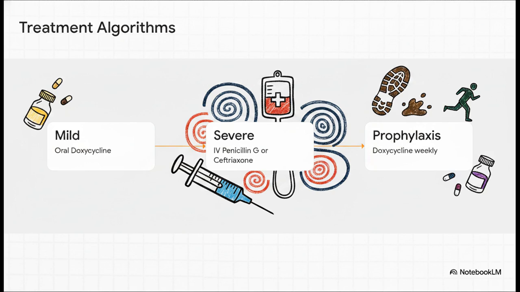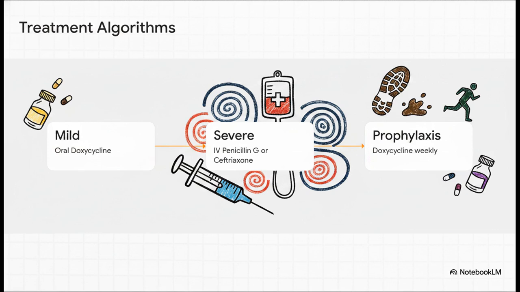Step 1. For mild disease, your absolute go-to is oral doxycycline, 100 milligrams twice a day for 7 days. Step 2. For severe disease, meaning Weil syndrome, you need to escalate rapidly to IV antibiotics. The drugs of choice here are IV penicillin G, ceftriaxone, or cefotaxime. And for exam purposes, these are all considered basically equivalent in clinical trials.